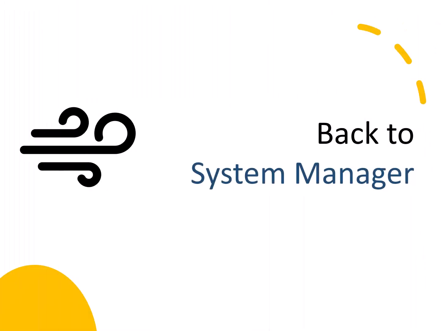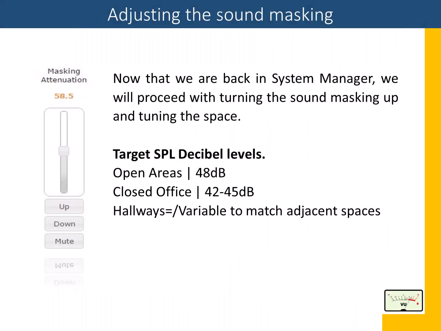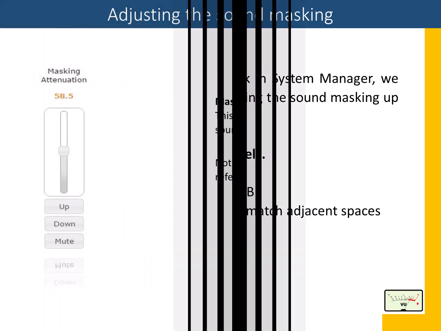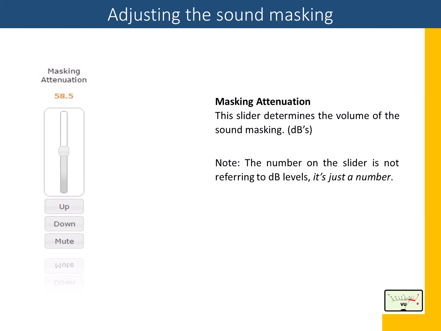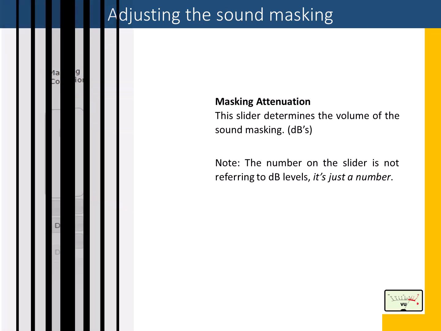Let's go back to System Manager. In System Manager, you will use both the masking attenuation and masking contour controls. The masking attenuation slider adjusts the overall volume. You can move the slider and you may also type in a value. As an aside, the numbers on the sliders do not correspond with a specific decibel level. They are simply numbers for reference and reporting.